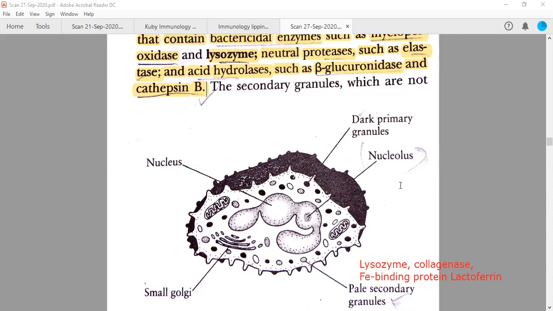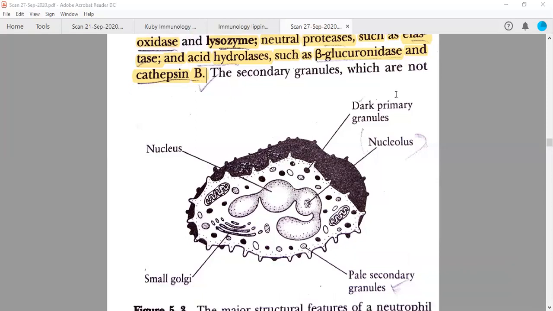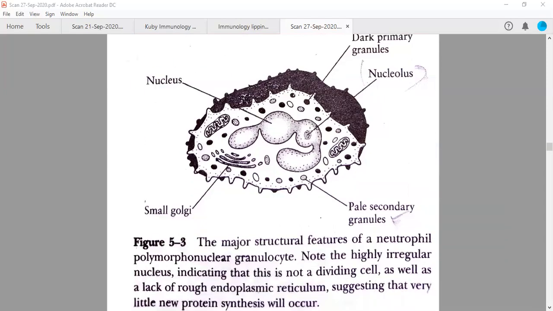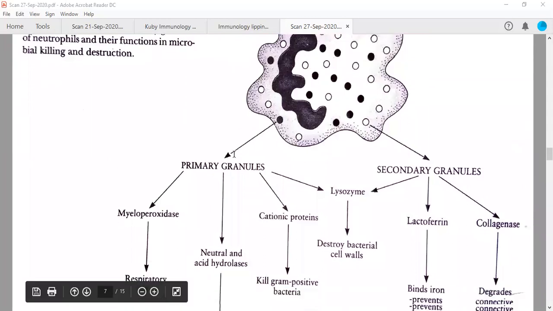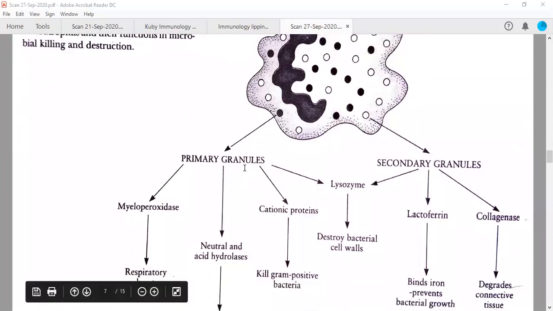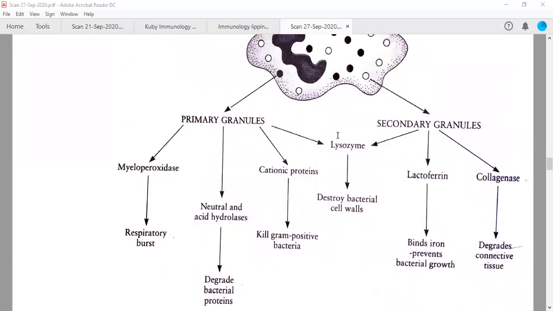Now let's discuss their functions, right? In the next page, this is a neutrophil and it has two types of granules. The dark granules are called primary granules and the light granules are called secondary granules. Both have lysozyme. So you understand up to here that lysozyme is present in both types of granules, which will destroy the bacterial peptidoglycan cell wall.